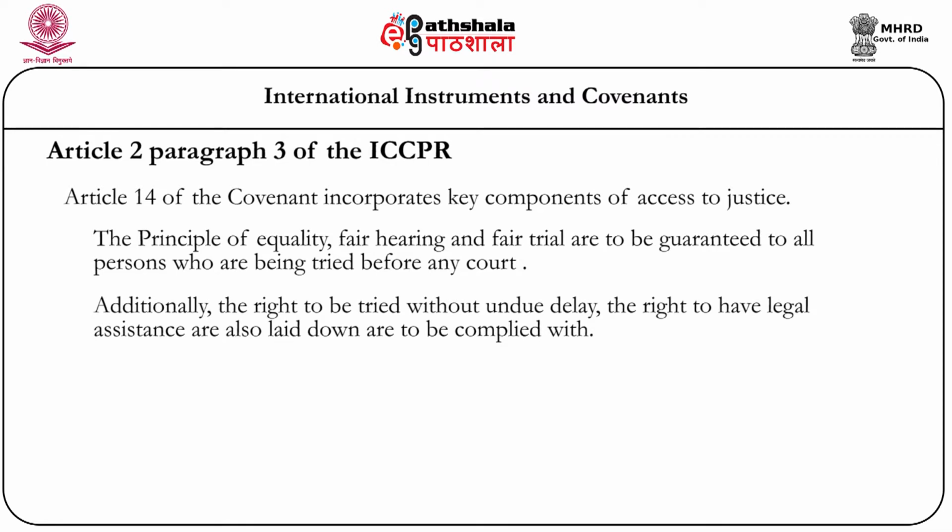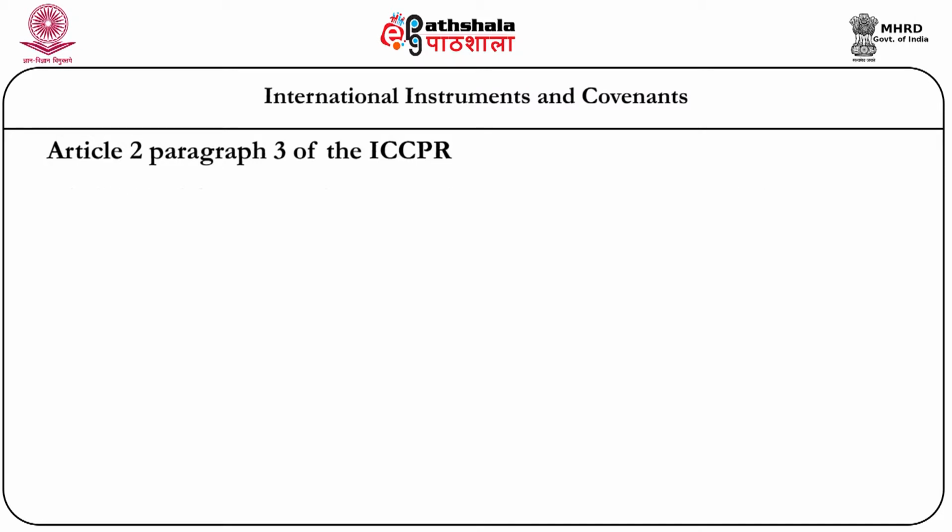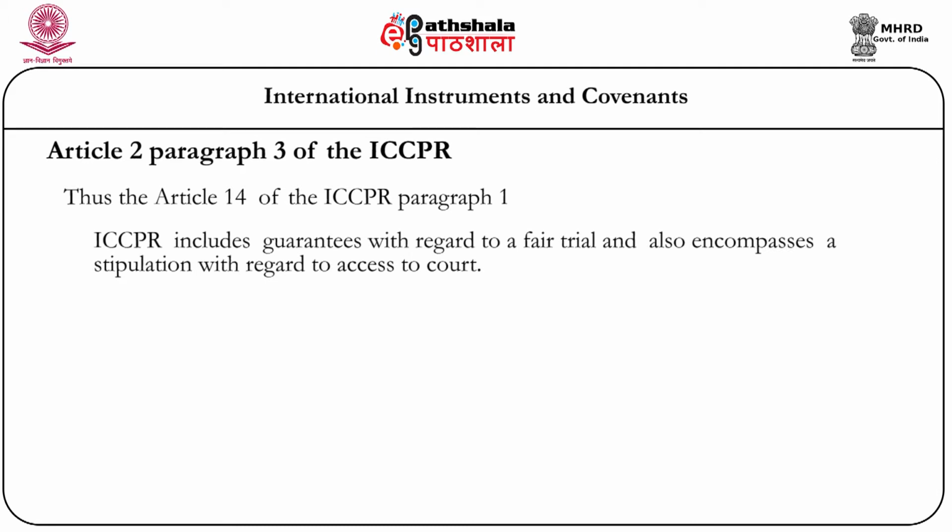Additionally, the right to be tried without undue delay and the right to have legal assistance are also laid down, to be complied with. The important principles laid down under Article 14 are also well recognized in our Indian law, as they are incorporated by our Indian judiciary. Thus, Article 14 of ICCPR, paragraph 1, includes guarantees with regard to a fair trial and also encompasses a stipulation with regard to access to courts.